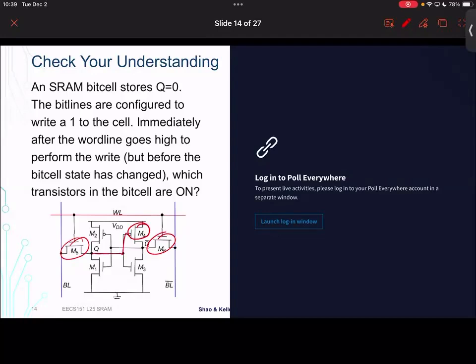We haven't done the write yet. Right, and then Q bar is set to 1, and so that's also going to turn on M1. That's right. So there are 4 transistors on in this scenario before we perform the write. And then, of course, after the write goes through, Q and Q bar will flip. And so then M2 and M3 will turn on after the write. And then we'll turn off M5 and M6 to complete the transaction.